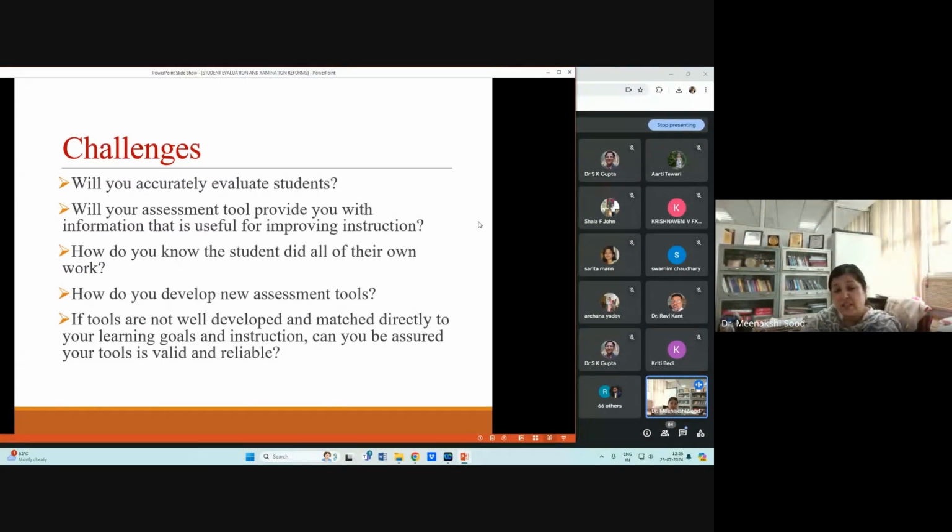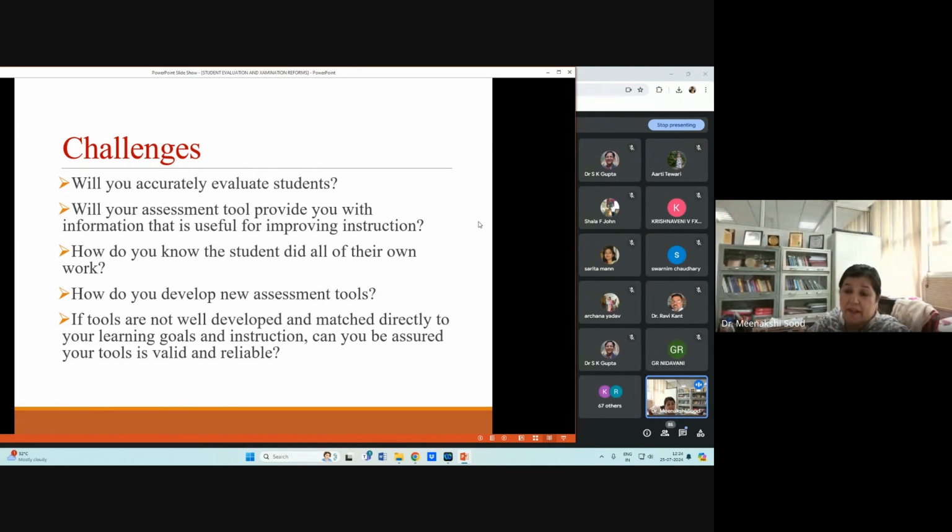So the main challenge which comes in front of our teachers is how to accurately evaluate the students. What tools? And it's not mandatory that for all the subjects the tools will be the same. For one subject, the tool may be an open book exam, whereas for another subject, the assessment can be only multiple choice questions. A management subject may have a case study as the assessment tool, right? Another management subject may have a role play as the tool.